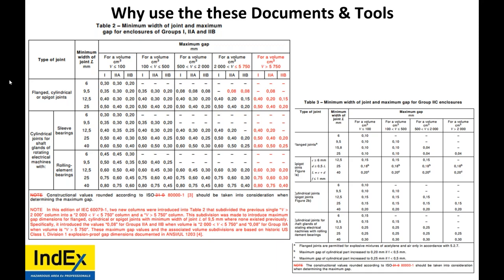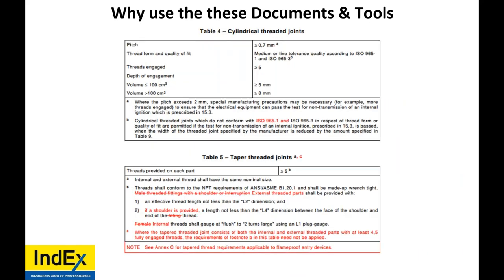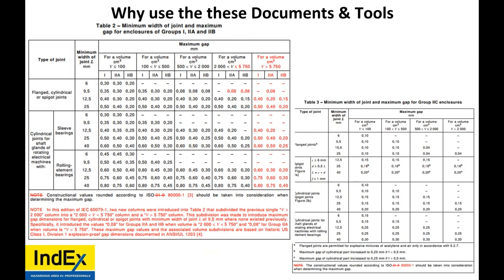Does it require through the wall? Sorry, I don't understand what you're saying. Gap will vary based on volume. Correct. These tables here are talking about the maximum gap between the cover and the device, and the minimum width. And also on its overall internal volume, in centimeters cubed. And also on the type of flange: cylindrical, threaded, flange, spigot.